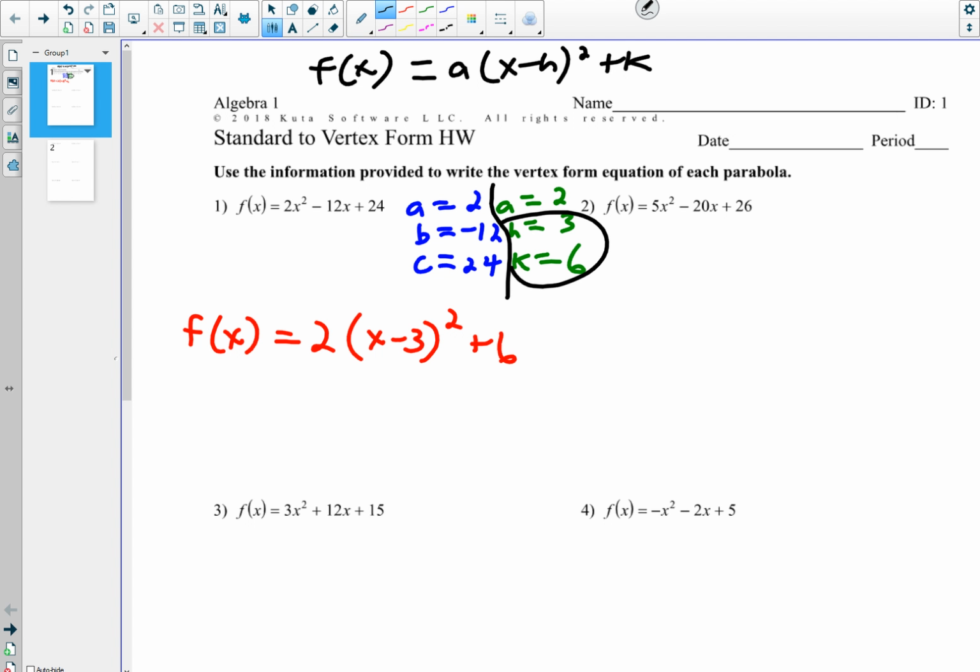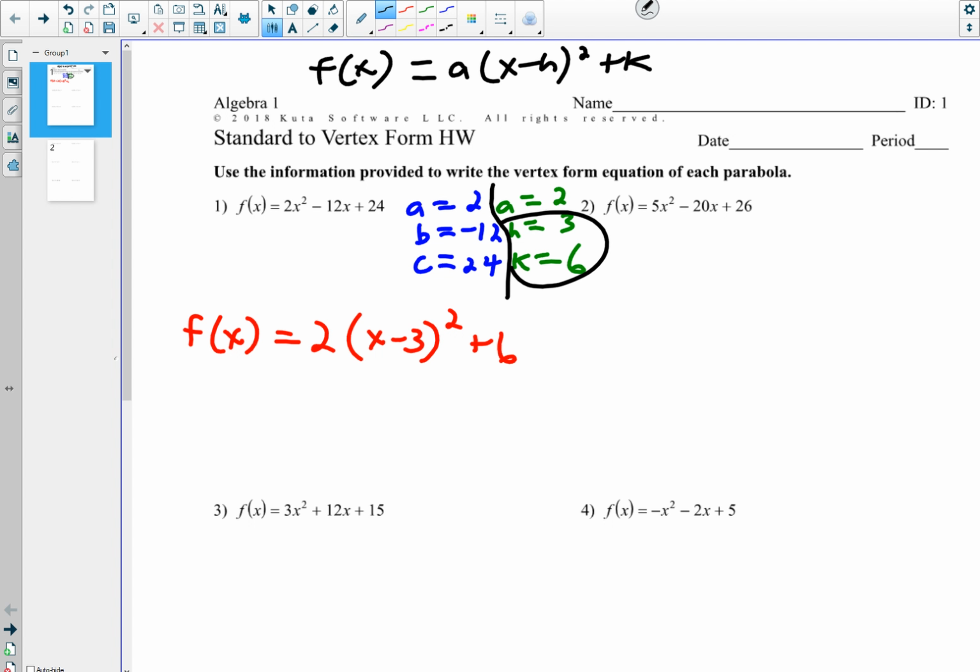Any questions? I'll do one more for you, and then we're just going to go one by one. I'm going to let you start doing them until I find one that I think might be challenging, and then we'll do it together. Oh, by the way, one last question about number 1.